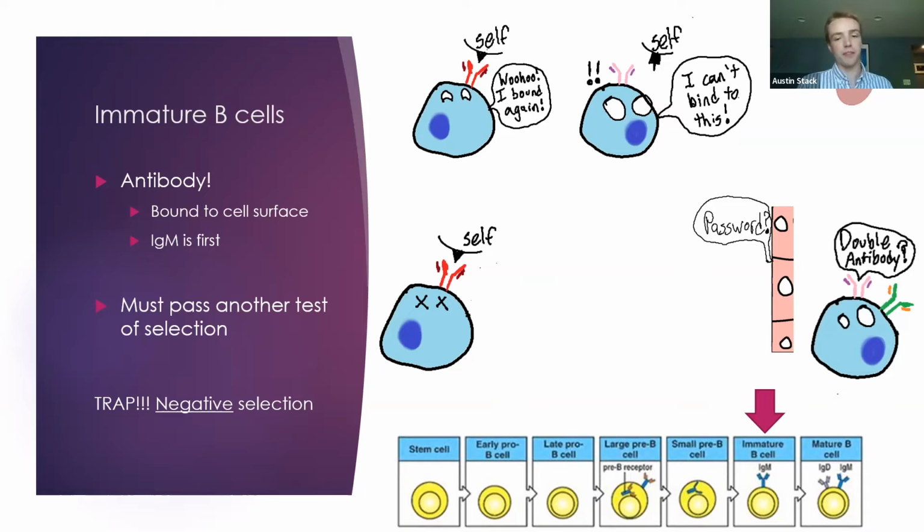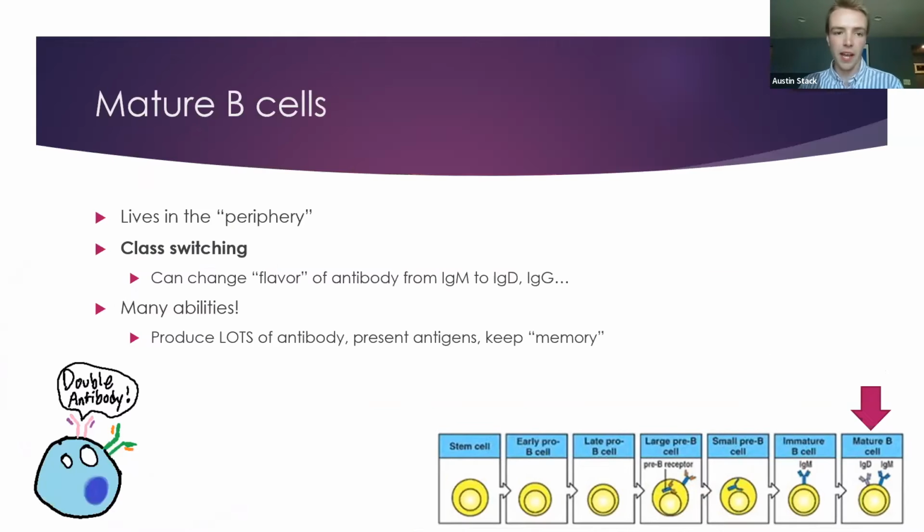So we have now left the bone marrow and we've entered the mature B cell stage. Mature B cells live in what is called the periphery. This is anywhere besides the thymus, bone marrow. So there's evidence that B cells can live in tissues, like local tissues of infections. They definitely live in the spleen. And that's where they reside and are able to pump out antibody or do any of their other functions. They also have another ability to class switch.